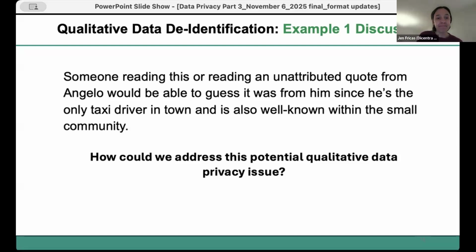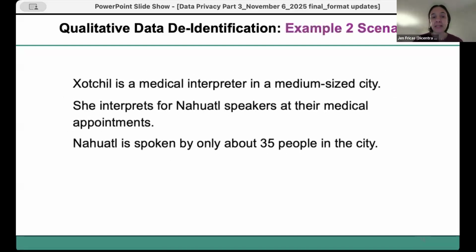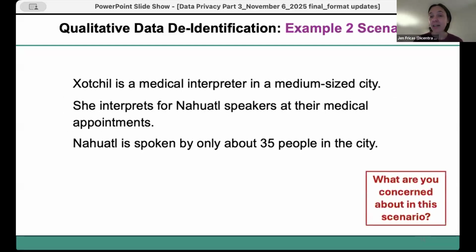Okay, let's try another one. In scenario 2, Xochitl is a medical interpreter in a medium-sized city. She interprets for Nahuatl speakers at their medical appointments, and Nahuatl is spoken by only about 35 people in this medium-sized city. So, what are you concerned about in this scenario? What might be the data privacy, the qualitative data privacy concern? Feel free to raise your hand or unmute or write an idea in the chat.